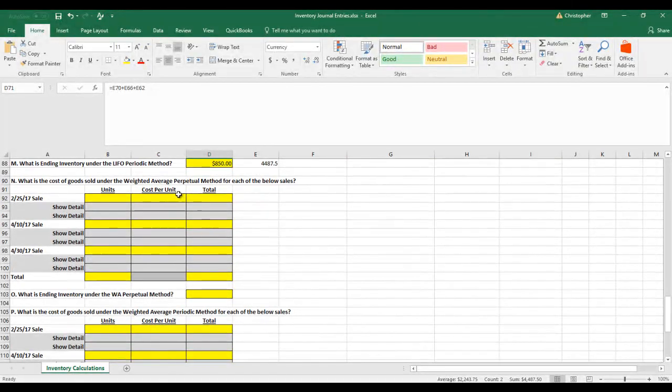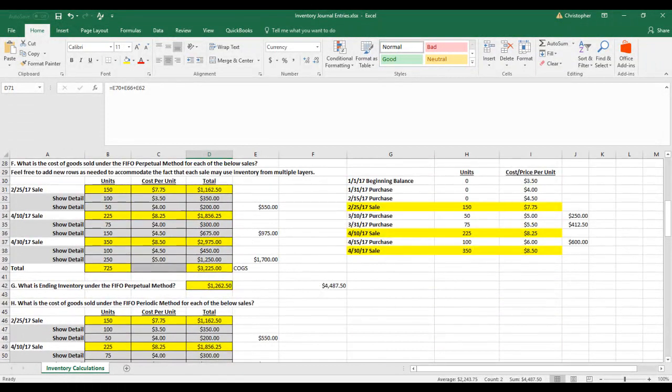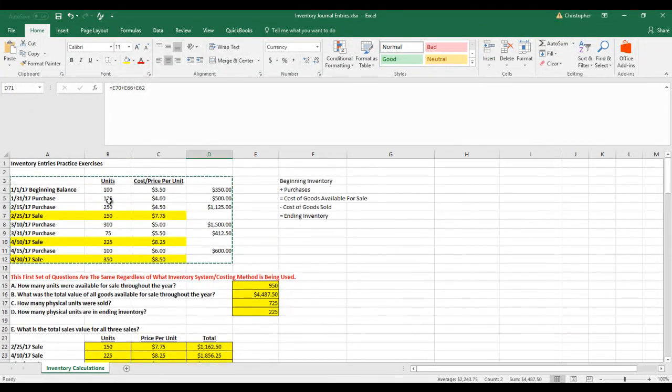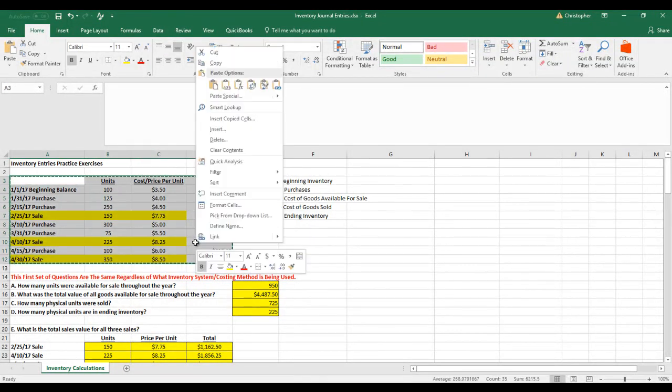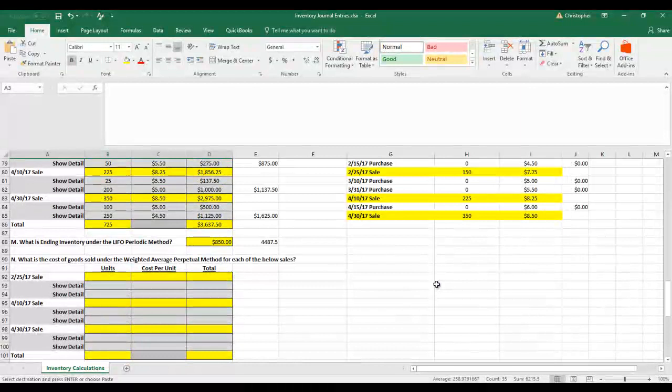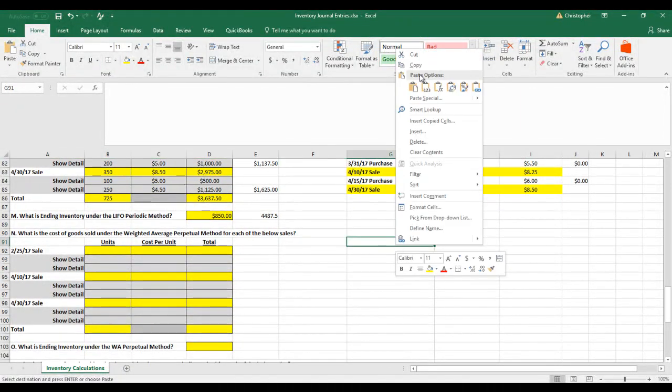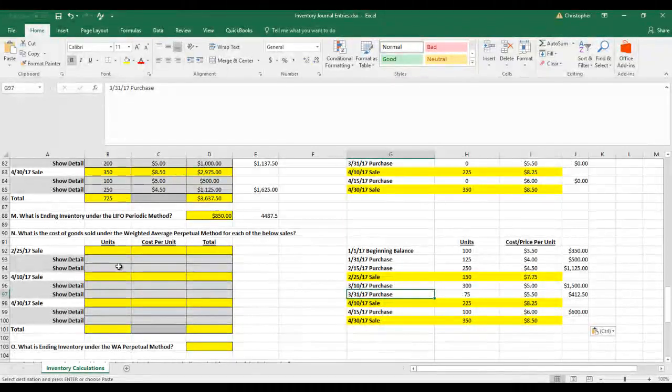So now we're going to see weighted average, perpetual, and periodic. So with weighted average, we're going to do the same thing. We're going to copy down the overall data set. So we still have the same sale. We're doing perpetual first, so that considers what we have at that point of sale. So perpetual first, we are selling 150 units at $775 per unit.